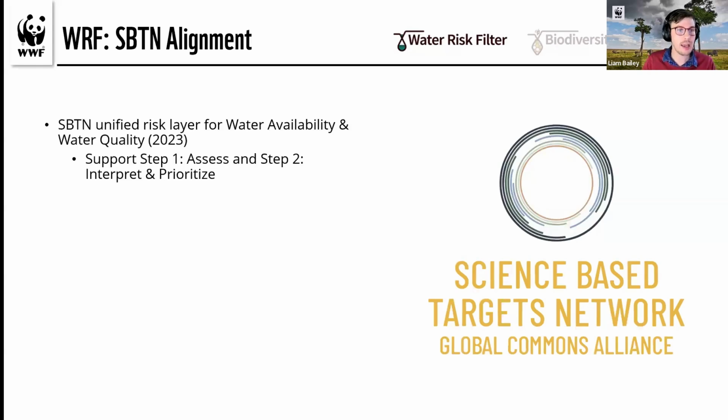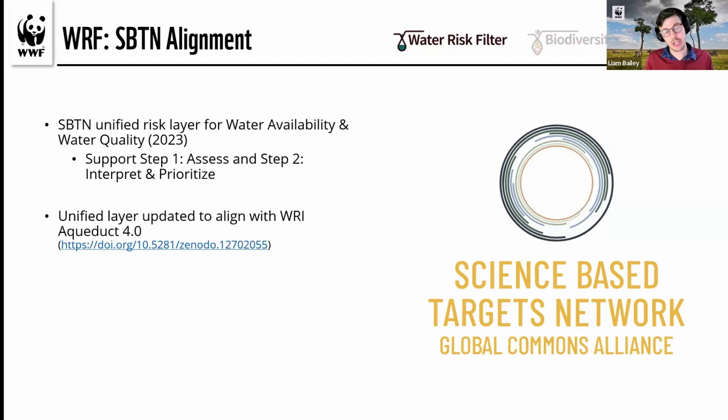In 2023, our team, along with the World Resources Institute and the SBTN, put together a unified risk layer that can be used to assess water availability and water quality risks. And this helps support both step 1 and step 2 as part of the SBTN process. In conjunction with the changes that we're making to the Risk Filter Suite now, we've also updated this unified layer to make sure that it is using the newest available data from the World Resources Institute using Aqueduct 4.0. So this is one thing that's happening at the same time as these changes to our tool.